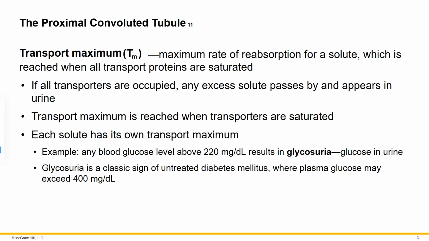Glucosuria is a classic sign of untreated diabetes mellitus, where plasma glucose may exceed 400 mg per deciliter. If you've got glucose coming out in the urine and you're pregnant, it could indicate gestational diabetes. So if you do end up getting pregnant, or if you were pregnant in the past, or if you know someone that's been pregnant, they go to the doctor. Every time they go to the doctor, they do a urine test. And you may be wondering, why are you testing my urine? You know that I'm pregnant. So are you giving me another pregnancy test?